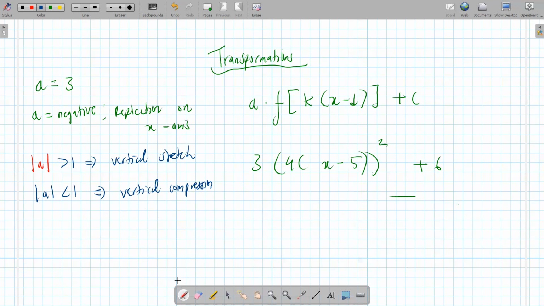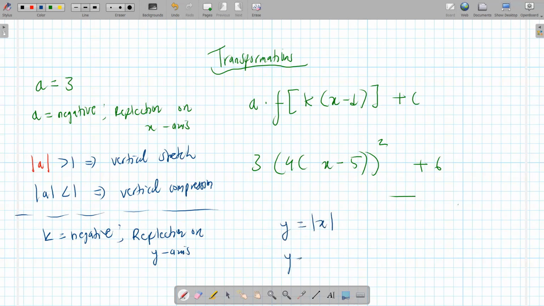And then we keep going. The next one is the k. k is 4 here, yeah? If k is negative, it's still a reflection, but it's a reflection on the y-axis. Now, how does that work? Here, let's look at this. y equals the absolute value function, like that, right? y equals the absolute value of negative x. What is the k value?